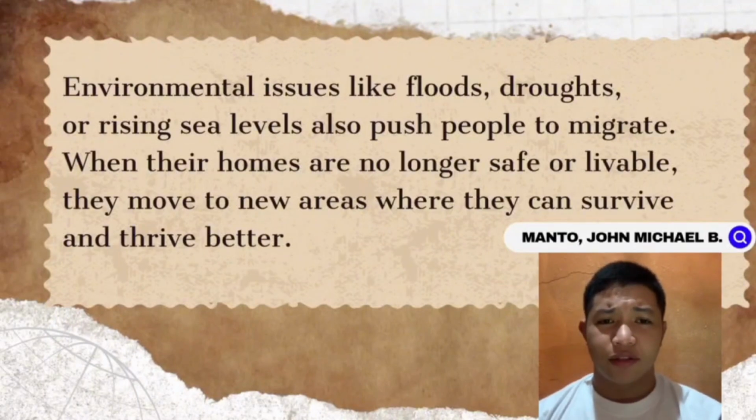Environmental issues like floods, droughts, or rising sea levels also push people to migrate. When their homes are no longer safe or livable, they move to new areas where they can survive and thrive better.